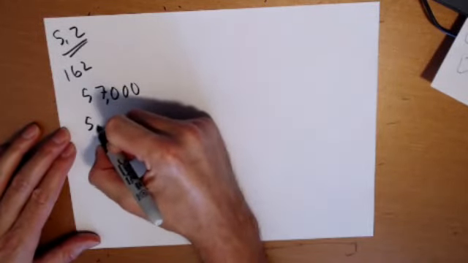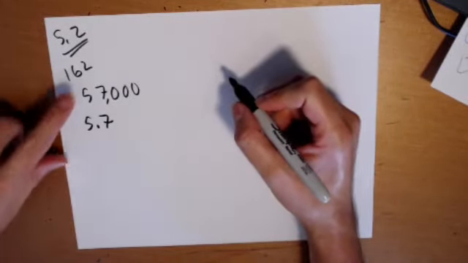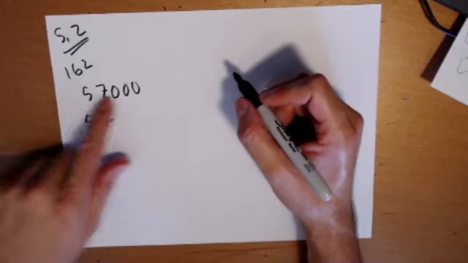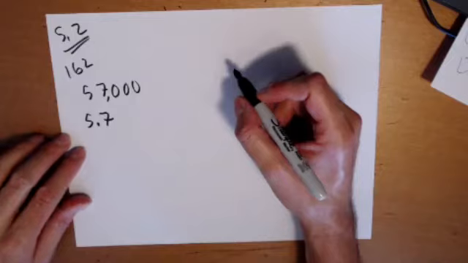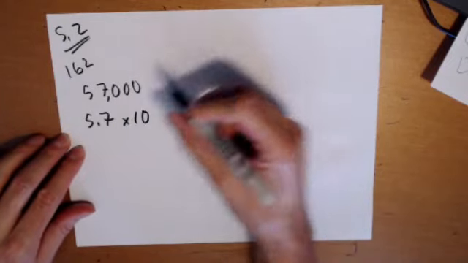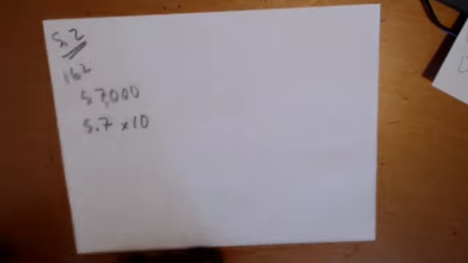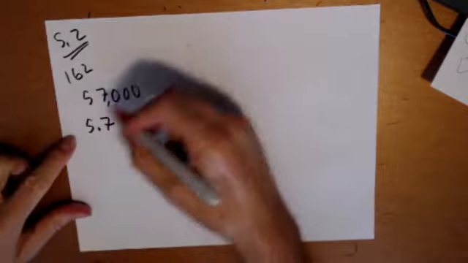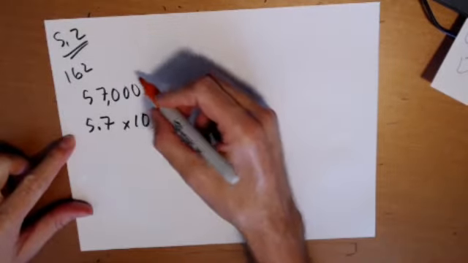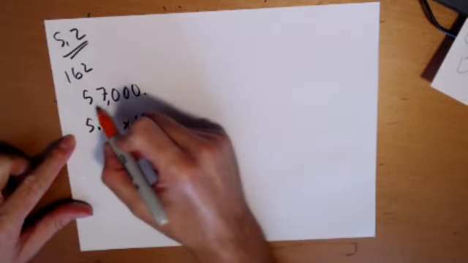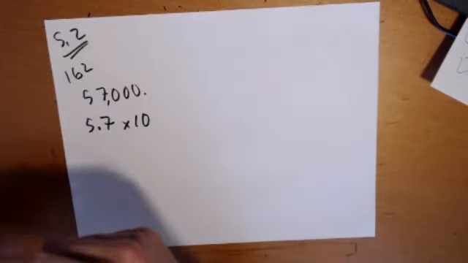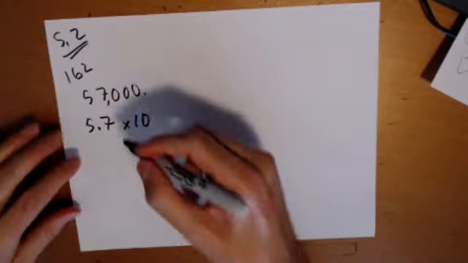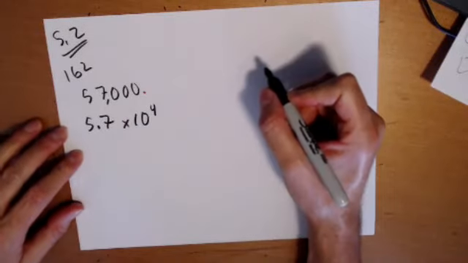So 5.7. You just want to take the first number and then put everything else beyond it after the decimal, and then you kind of ignore the 0s. So 5.7 times 10 to the, and how many places? Technically 57,000 has a decimal right here, right? So I need to move the decimal over 1, 2, 3, 4 places. So 5.7 times 10 to the 4th.